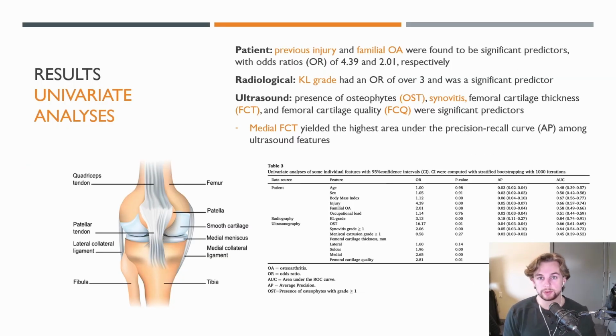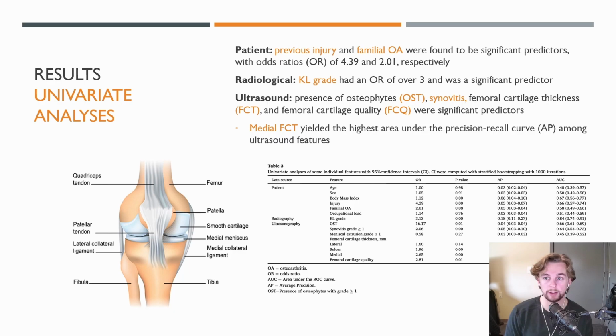Univariate analysis. So this is kind of looking at each individual feature and its relation to the outcome of total knee replacement for osteoarthritis. So in the patient category of the data, previous injury and familial OA were found to be the most significant predictors, with odds ratios of 4.39 and 2.01.